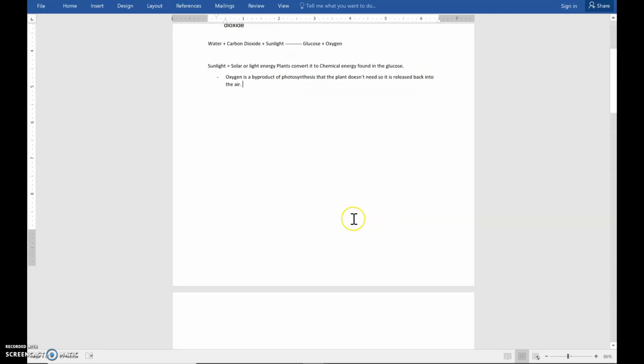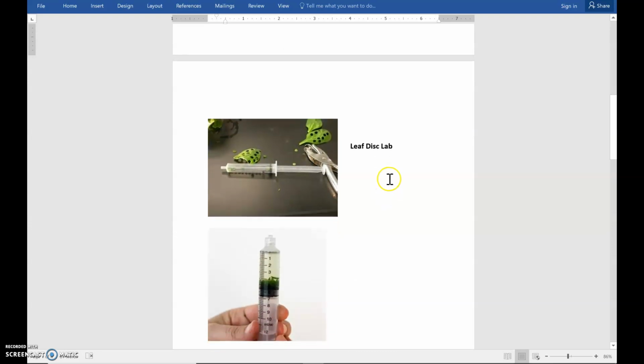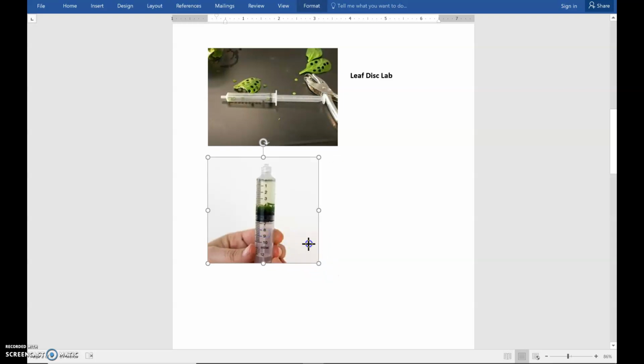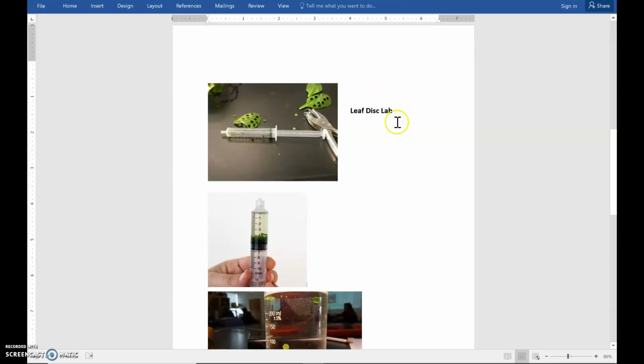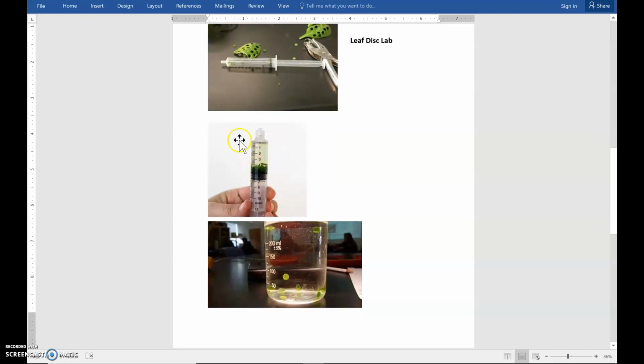We did 2 labs for this unit, because part of this is that you should be able to do some labs to prove that photosynthesis is really happening. The first lab that we did was called the leaf disc lab, and if you were not here, there was a video you watched. What we did first is we punched holes out of leaves. We put those leaf discs inside a syringe, and then we filled the syringe with a baking soda and water solution, and then we drowned those leaves. Basically we forced the baking soda and water solution into the leaves so that they would drown.